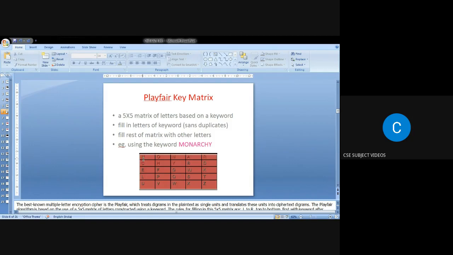First we have to fill the word monarchy. We have to fill the letters in the matrix row wise. So here monarchy: M in the first cell, O in the second cell, N in the third cell, A in the fourth cell, R in the fifth cell, and similarly C, H, and so on. So now we have got the letters of monarchy.